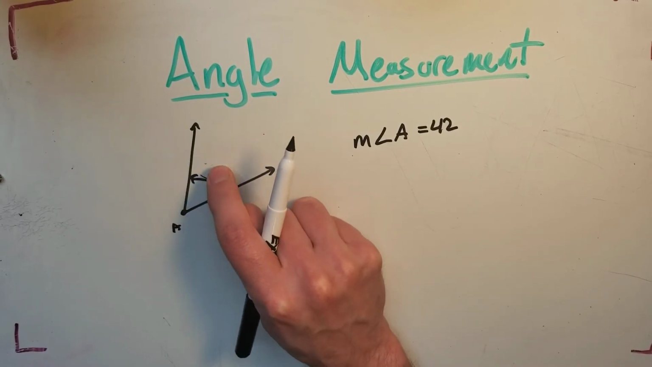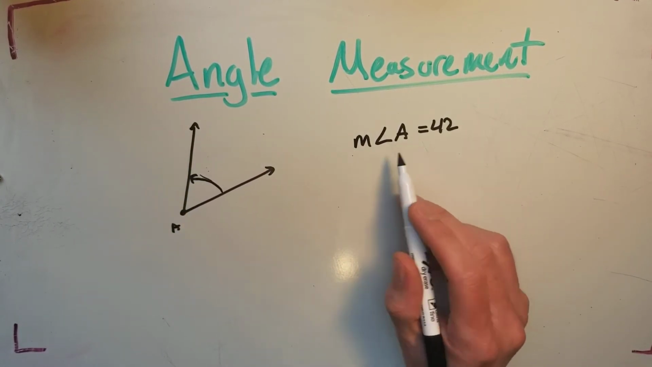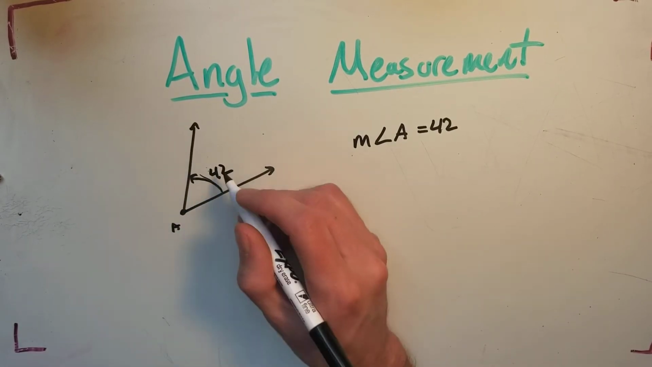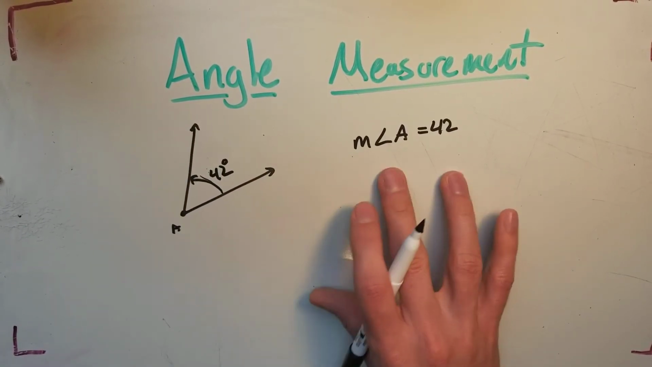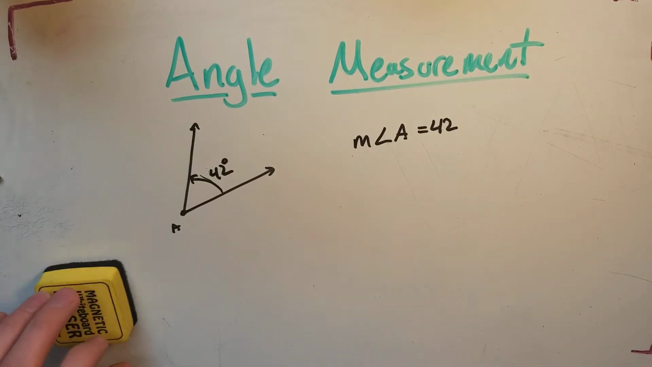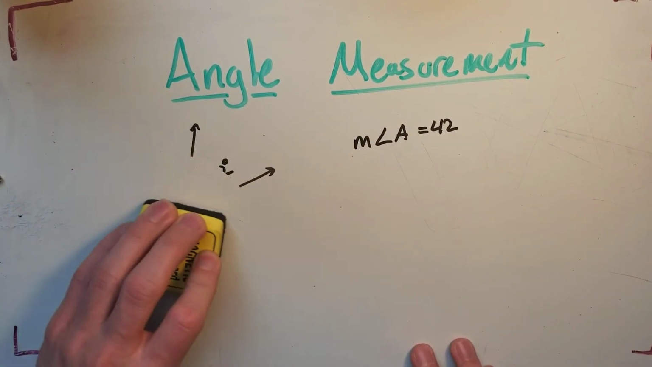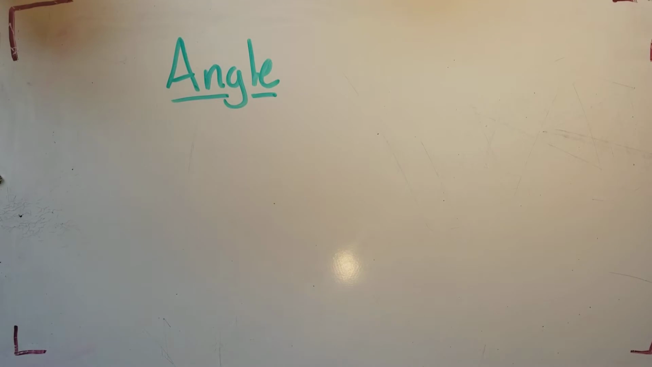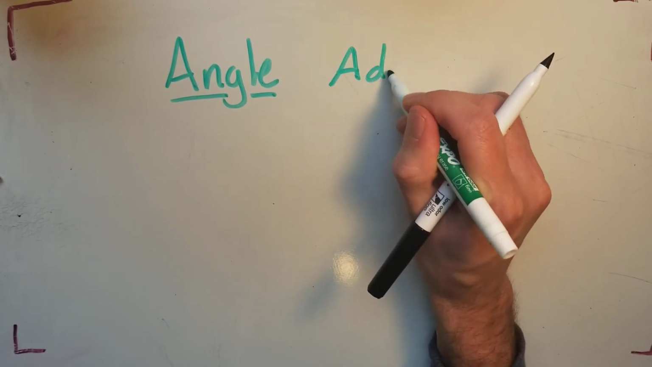So if we didn't have it over here and we just had this statement, we know the measure of angle A is 42. We know this is 42 degrees. And this is going to be really useful in the future when it comes to finding missing angles and solving different problems. So we will be using this a lot. We want to be familiar with the notation. So on to our second slide, we're going to talk about angle addition.